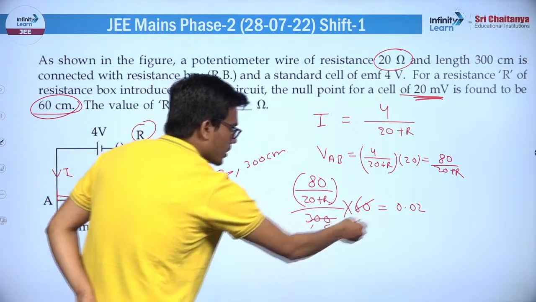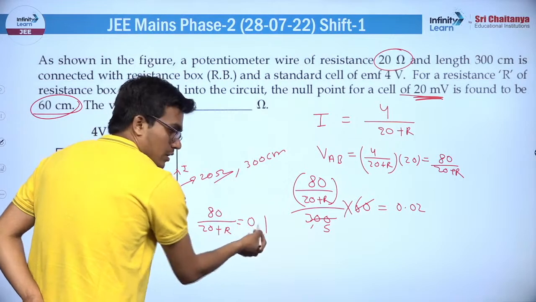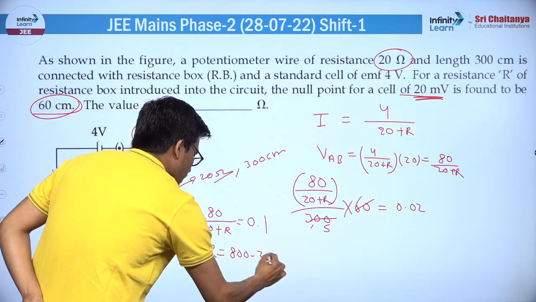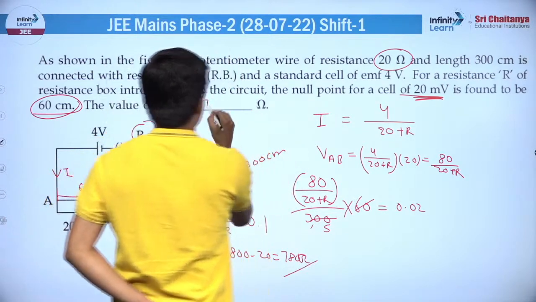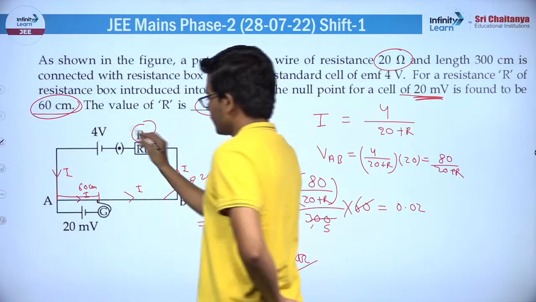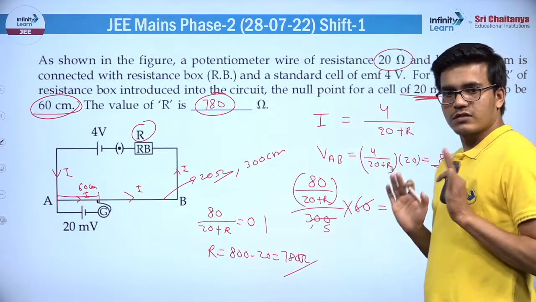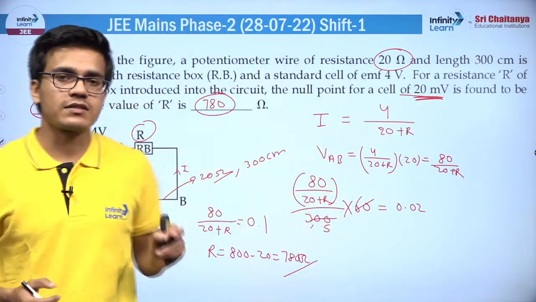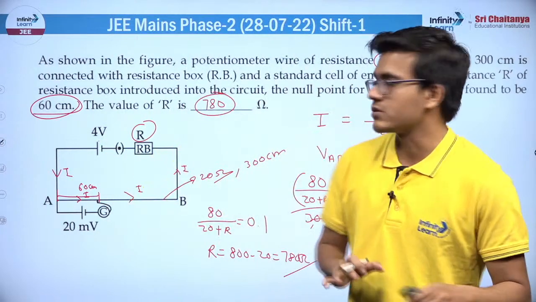So 80 upon 20 plus R is equal to 0.1. 0.1 is 1 by 10. So R is equal to 800 minus 20, that is 780 ohm. So my answer should be 780 ohm for this resistance box. All right. So potentiometer is the topic, or meter bridge is the topic in current electricity from which JEE Mains and JEE Advanced do not skip the questions, right?